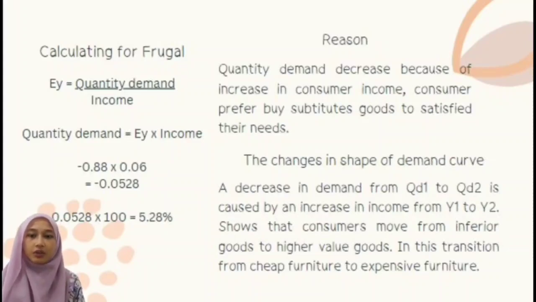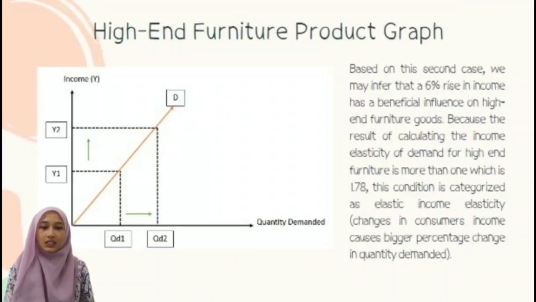The change in shape of the demand curve, a decrease in demand from QD1 to QD2, is caused by an increase in income from Y1 to Y2. It shows that consumers move from inferior goods to higher value goods, in this transition from cheap furniture to expensive furniture. This is the high-end furniture product graph.